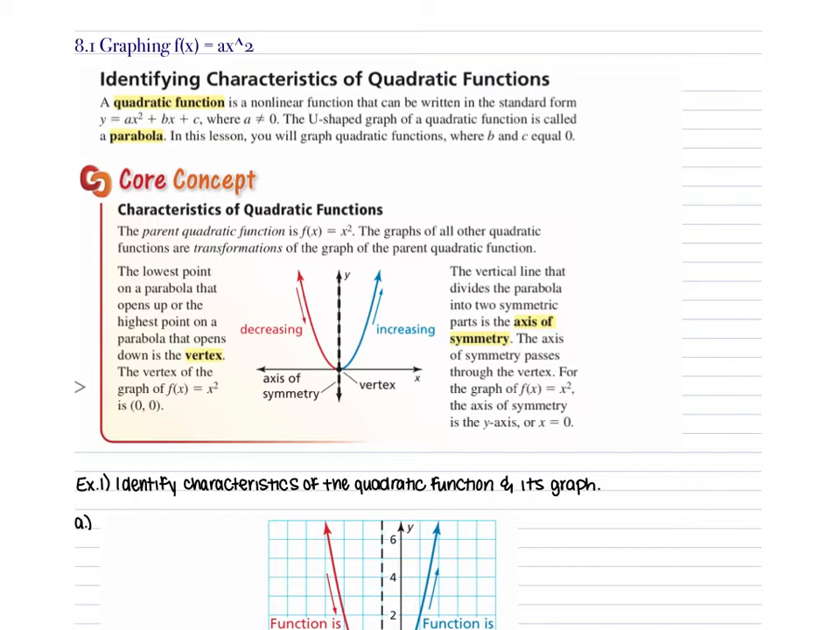So that parabola opens up or opens down. If that parabola opens up, you have something called a minimum value. That minimum is the lowest point on that parabola. If that parabola opens down, you have a highest point, which means you have a maximum. That point, either your minimum or your maximum, is called your vertex. That vertex is either the highest point or the lowest point of the parabola where the two sides meet. That vertex has something invisible that goes through it called an axis of symmetry. That axis of symmetry is just an invisible line that cuts the parabola in half.